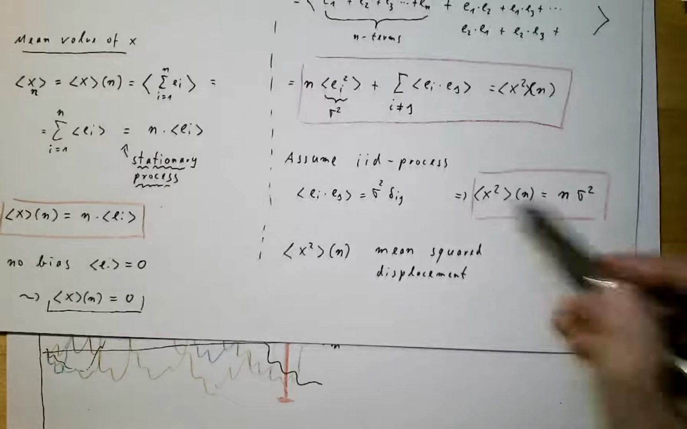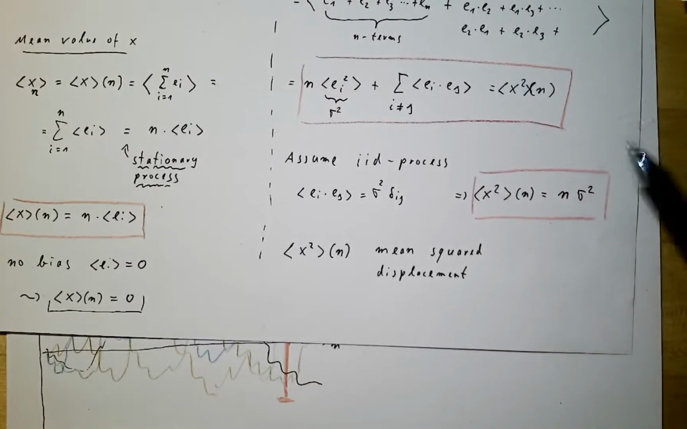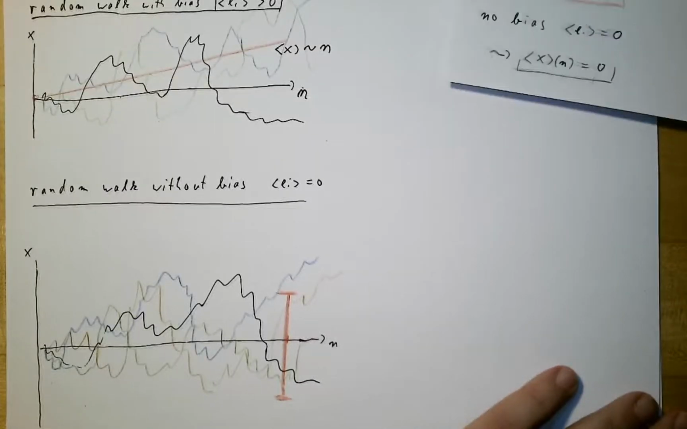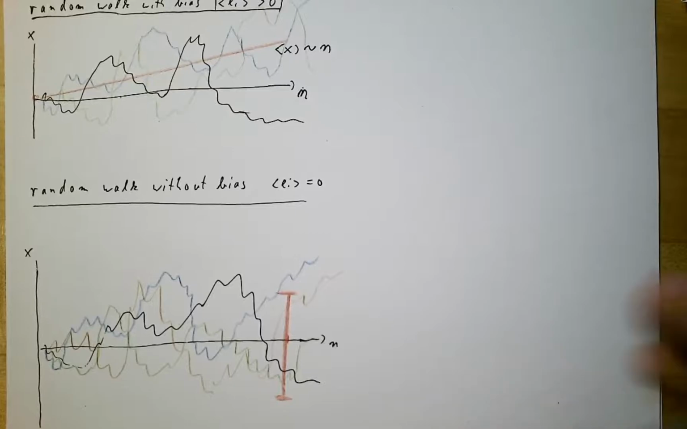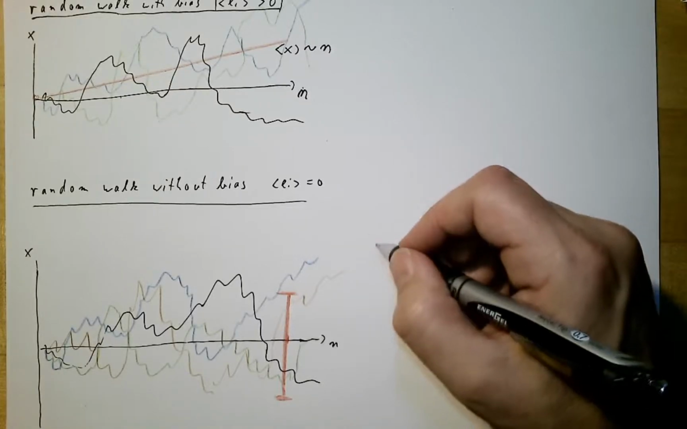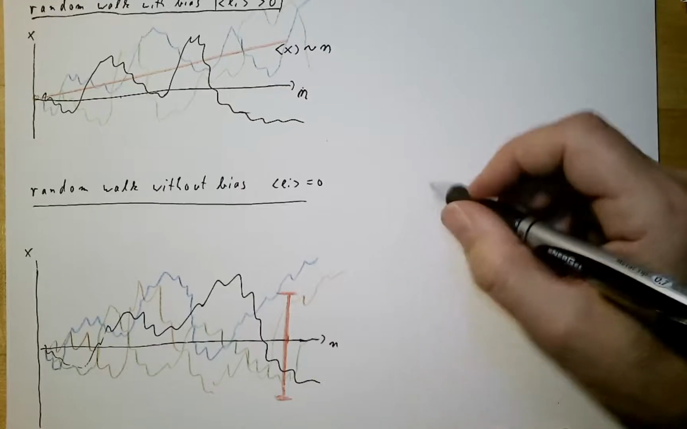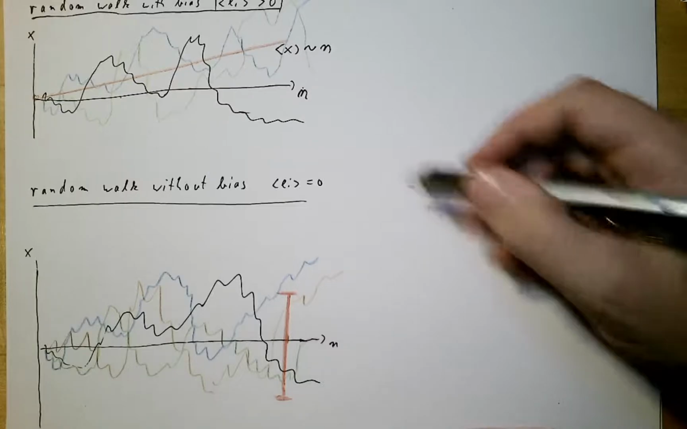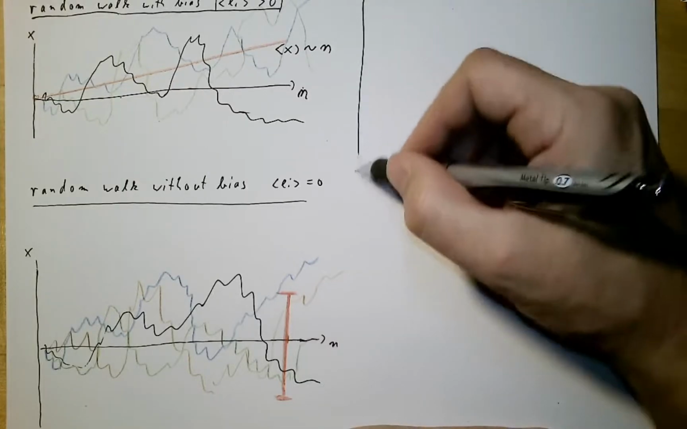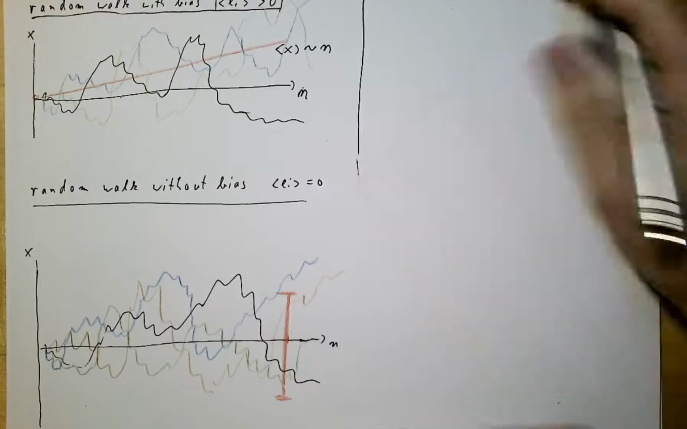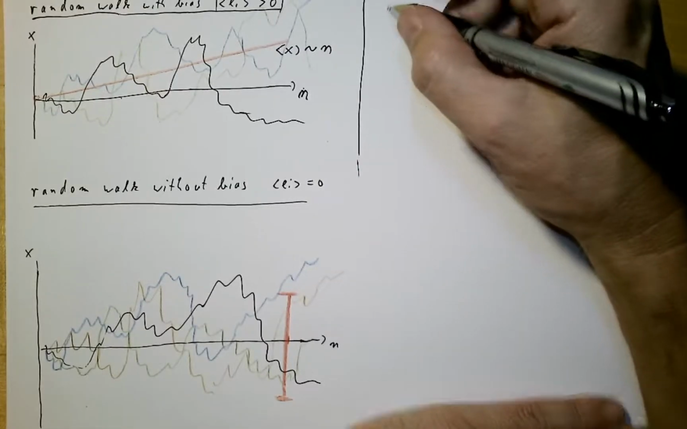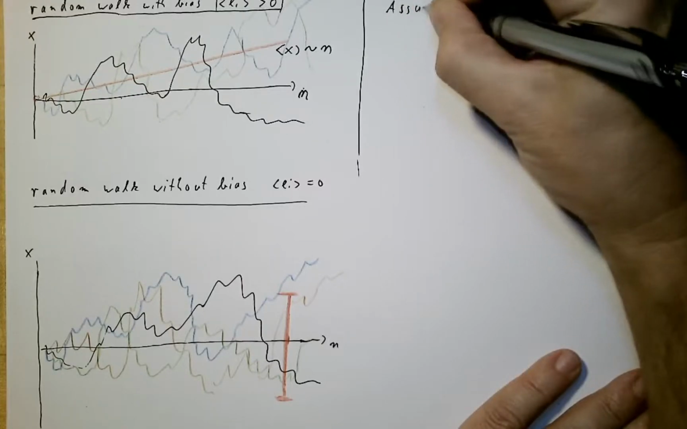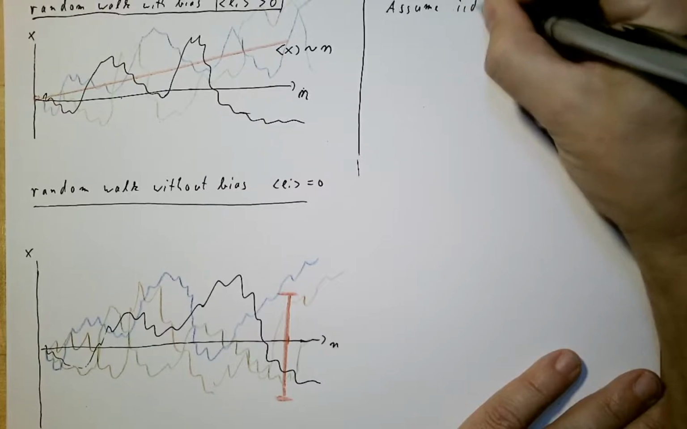So here we calculated the second moment. Basically it's the variance, because the mean value is 0. So first let's write it down. Let's write it up here. So let's assume now we have an IID process. Keep it simple. Assume we have an IID process.